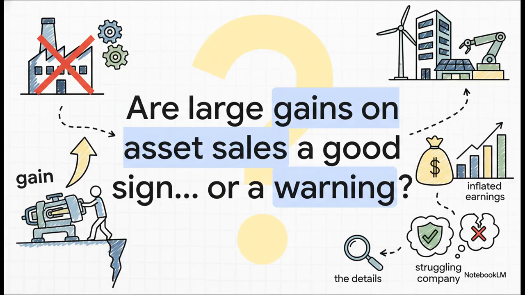So I'll leave you with this final thought to chew on. Let's say you're analyzing a company, and you notice that they reported huge gains from selling off a bunch of their old equipment this quarter, and because of that, their net income looks fantastic. So, is that a sign of a smart, healthy company that's modernizing its operations, or could it be a warning sign? Could it be a company that's struggling to make a profit from its main business, and it's selling off assets just to prop up its earnings for one quarter?